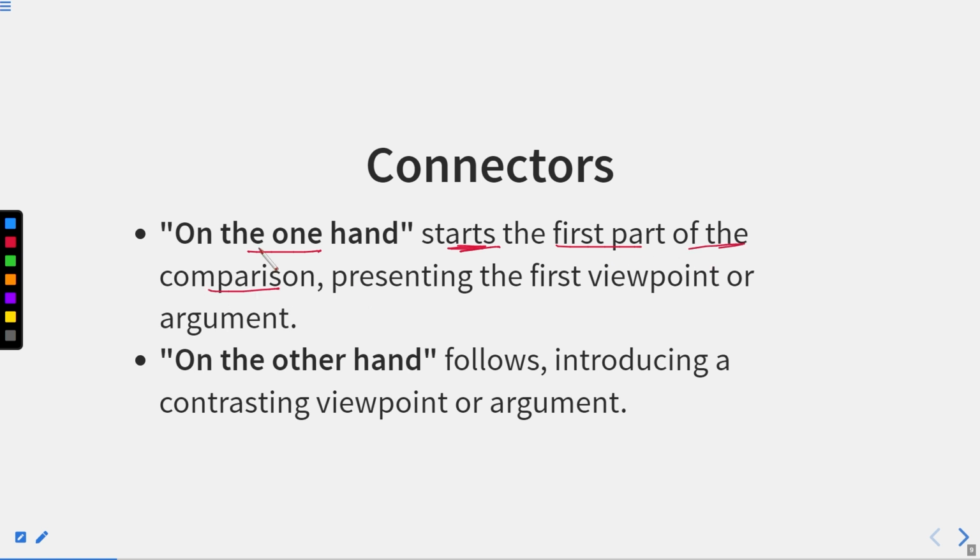Here, two statements or two situations are being compared. "On the one hand" means in the first clause we are writing something presenting the first viewpoint or argument. "On the other hand" follows, introducing a contrasting viewpoint or argument. It means whatever has been said in "on the one hand" will be contradicted in the clause introduced by "on the other hand."